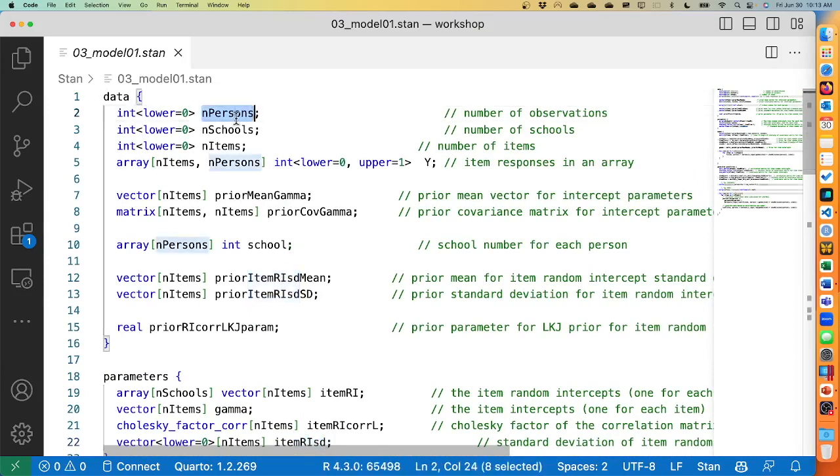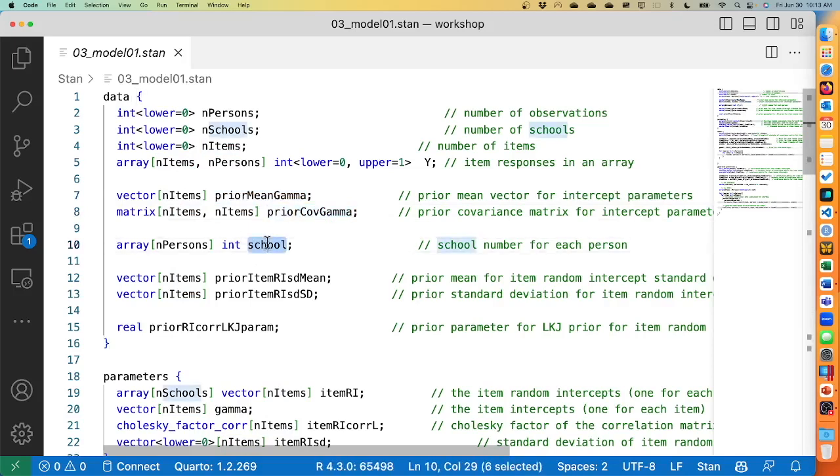we need the number of people, number of schools, number of items. So that's a little bit different from the IRT model, and now we're sort of combining multilevel with IRT. For the items, and this is where, when you talk about wide data versus long data, our item data is actually wide, right? So we're going to import a matrix of data that's, in this case, 10 items by 3,100 people, right? So it's our data matrix that we've been importing throughout the week. We need a prior mean vector for the gammas, the fixed intercepts. We need a prior covariance matrix for those as well. That's going to be diagonal.